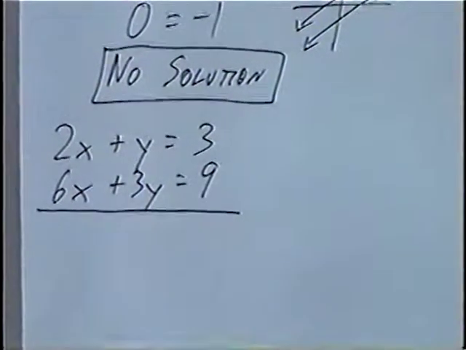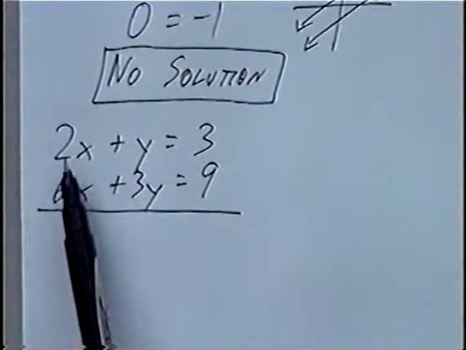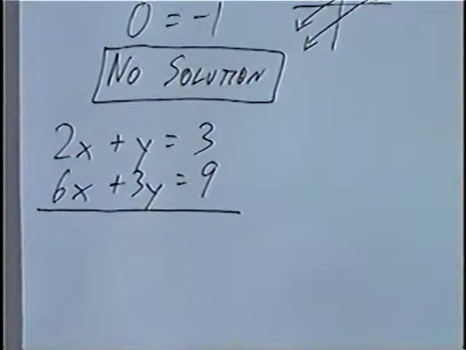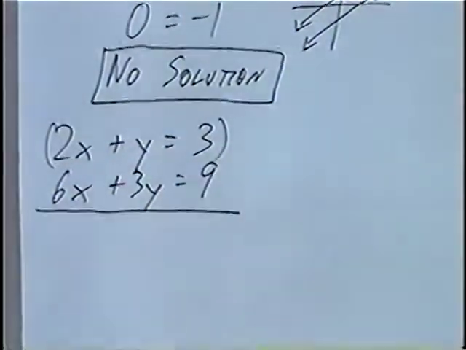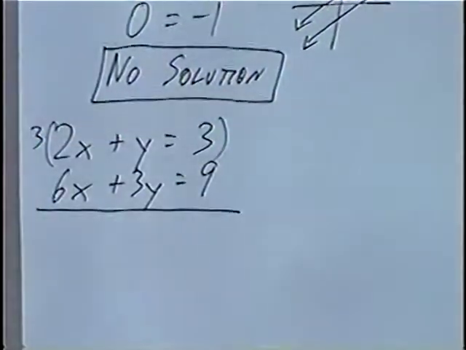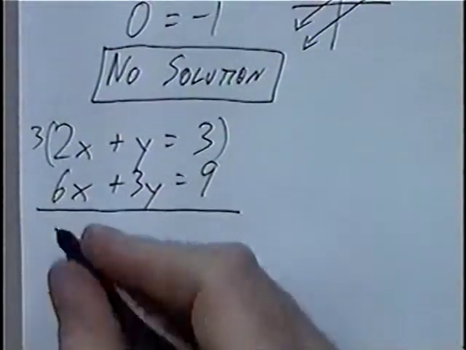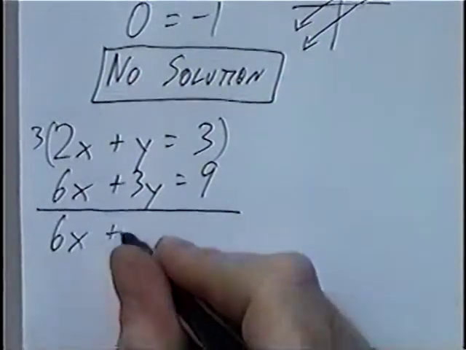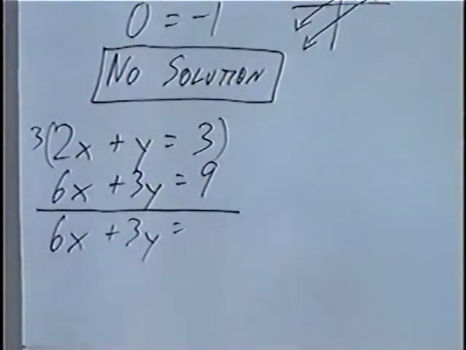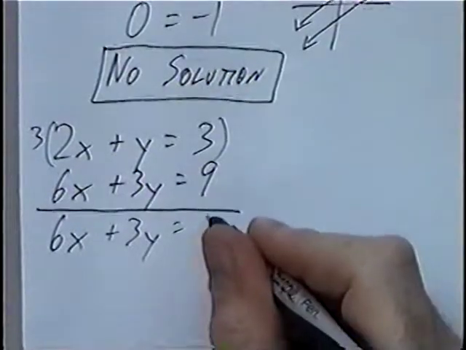On this one, we'd have to multiply first, since the x's do not match up and the y's do not match up. So if we multiply the first equation by 3, the x's would match up. 3 times 2 would be 6x. 3 times y would be 3y. And 3 times 3 would be 9.